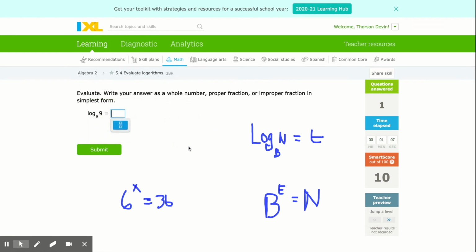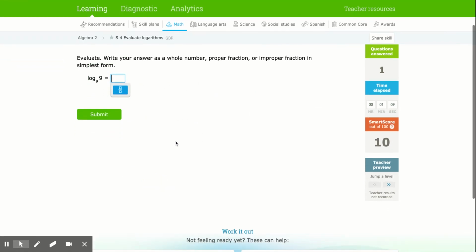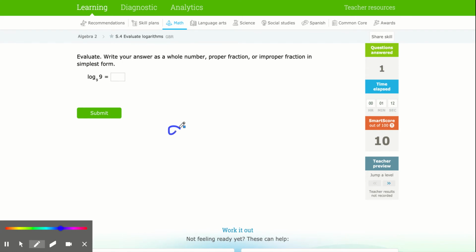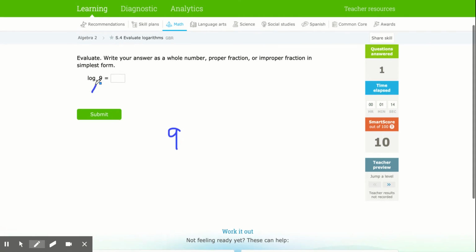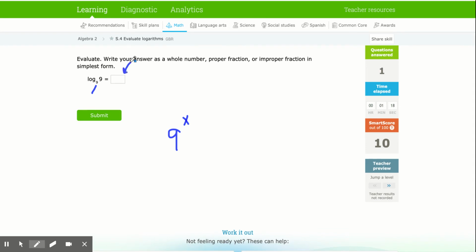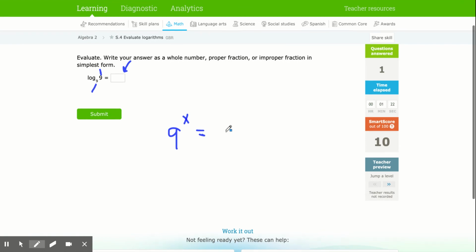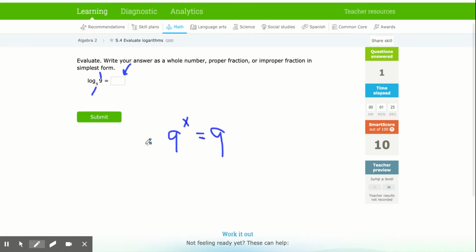And all of these will be very, very similar to that nature. Again, 9, that's my base, raised to some unknown number, that's the number I'm looking for, will equal the number I'm taking the log of, 9. Well, 9 raised to what power is 9? Well, that's 1. So the solution is 1.